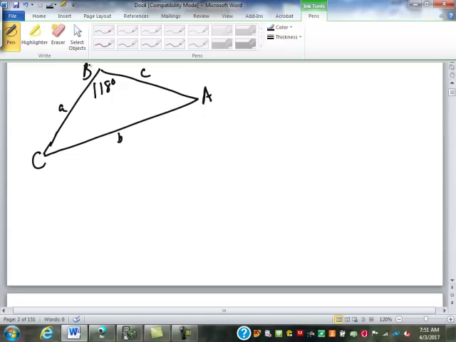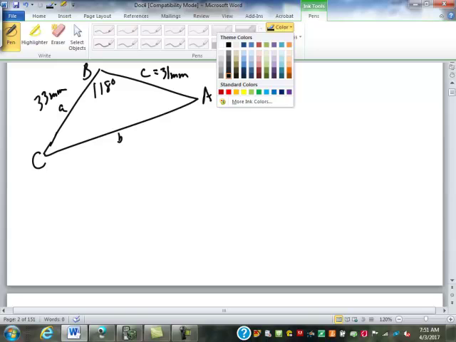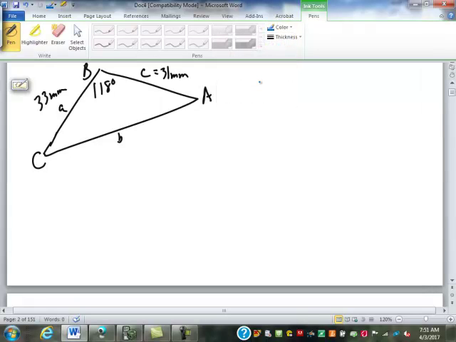So here I'm going to give you angle B is 118 degrees. Side A is 33 millimeters. Side C is 31 millimeters. Is there anything different to this process? This is the same process. The only thing different right now is the way I labeled it. Instead of giving you angle C, I gave you angle B. All you have to do here is just rearrange it.